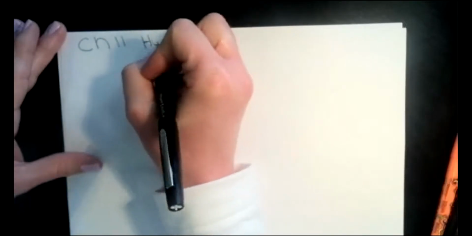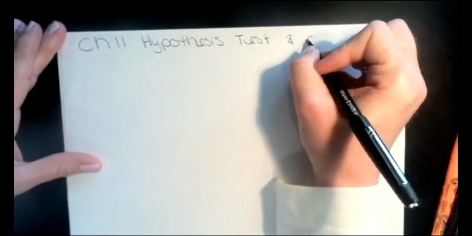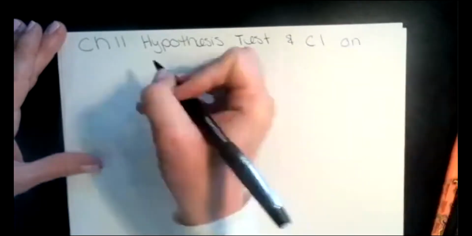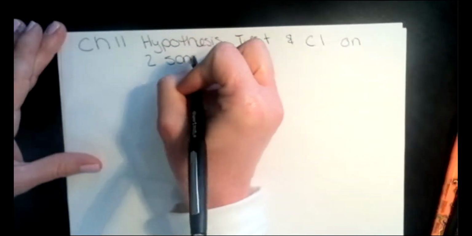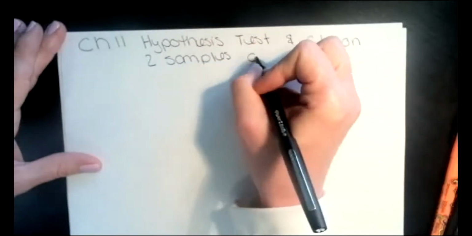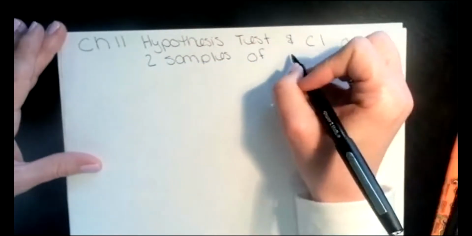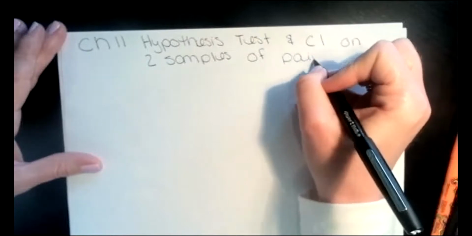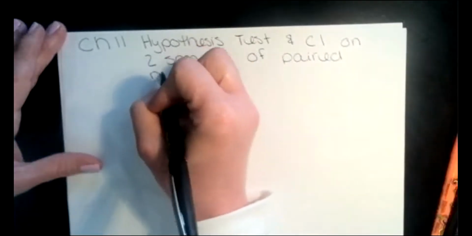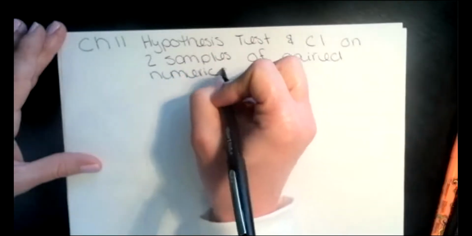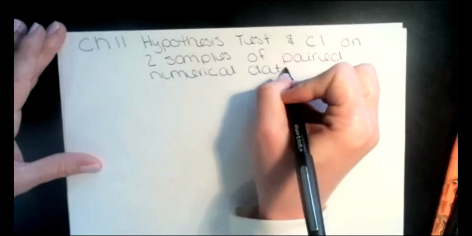Okay, so today we're still in chapter 11 like we were last class. And we're still going to study the hypothesis test and the confidence intervals, but now on two samples of paired numerical data.